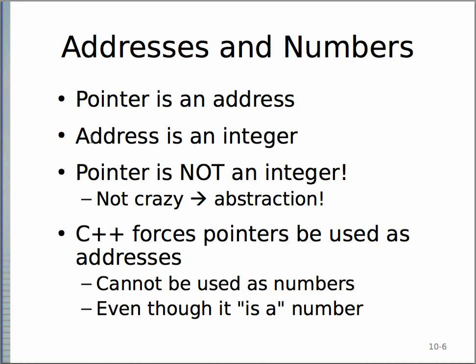Before I forget, addresses are not negative. You can go in the negative direction, but a negative value for an address does not make sense. They're all positive. So even though you can think of an address as an integer and a pointer is an address, it turns out a pointer is not an integer. This is not crazy; it is the way to think about pointers. C++ forces pointers to be used as addresses, not as numbers, even though technically it is a number. So let's take a look at some of this.